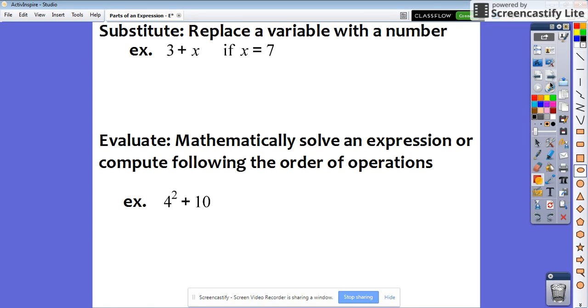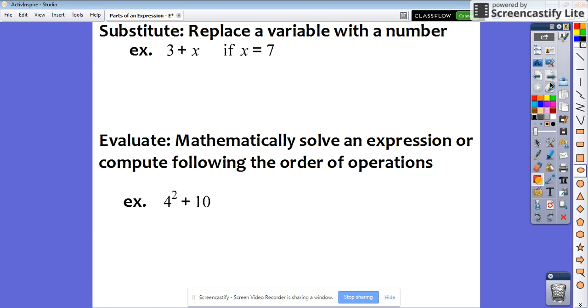Here's our last set of definitions, and we actually talked about these a little bit when we were doing our evaluating before your quiz. So substitute means to replace a variable with a number. So I have 3 plus x if x equals 7. So what I would write would be 3 plus 7. So substitute just means changing out your variable for a number. Go ahead and fill that in on your definition sheet, as well as add that example in just so you remember it with an example.